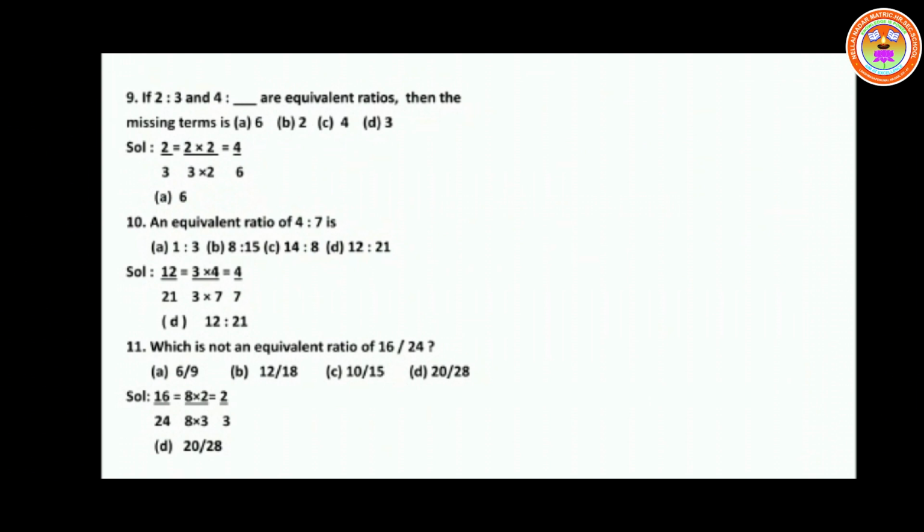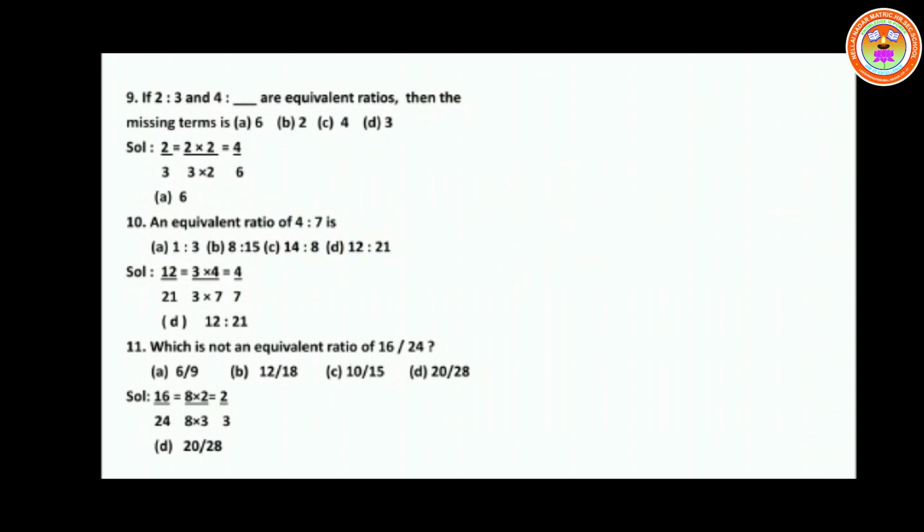The question is 4 is to 7. That means 4 you have to get in the numerator part. So if I am multiplying 1 by 4, the denominator also gets multiplied by 4. So 3 into 4, what will you get? 3 4s are how much, children? 12. So 4 by 12. So this is not equivalent.